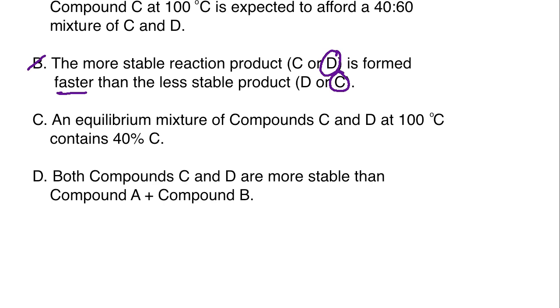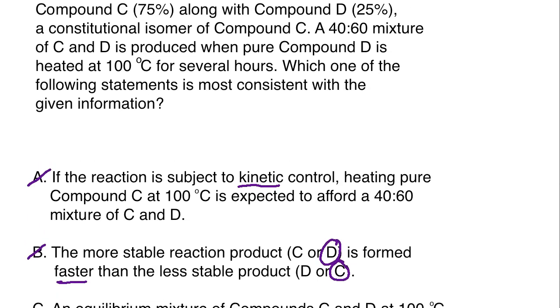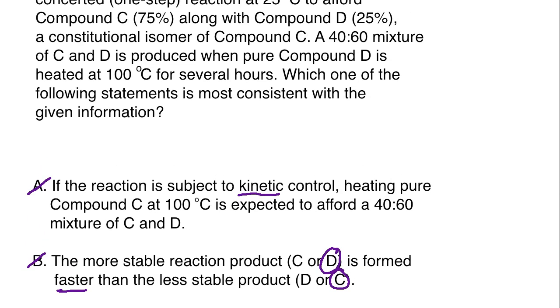All right, now C: an equilibrium mixture of compounds C and D at 100 degrees Celsius contains 40% C. Now this might be an appealing option when you first look at it. That looks appealing because it says up here, when pure compound D is heated at 100 degrees Celsius for several hours, you're going to get a 40-60 mixture of C and D. So you see 40 and C, and then you see that we were heating at 100 degrees Celsius. So we're looking at thermodynamic control here, starting to favor D.